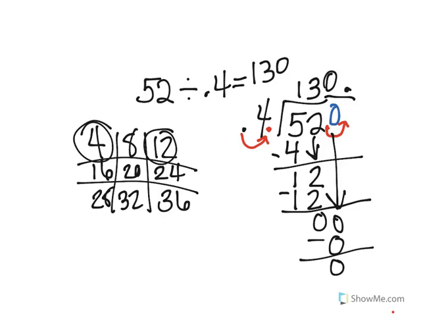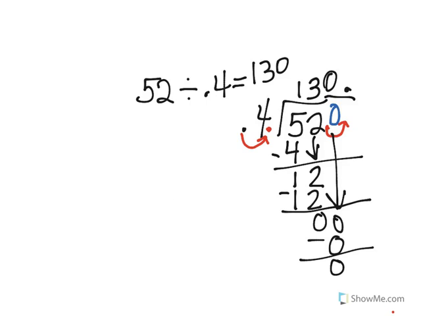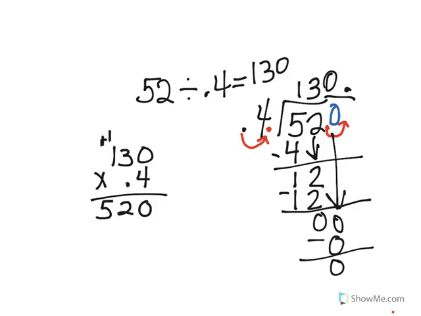I could use my knowledge about multiplication of decimals to check this. I'm going to erase this so I've got room. If I knew that I had 52 times 4/10, I would be multiplying 130 times 4/10, and my goal is to get 52, because that was my original problem. So 4 times 0 is 0, 4 times 3 is 12, carry my 1, 4 times 1 is 4, plus 1 is 5. But I didn't start with 520, I started with 52.